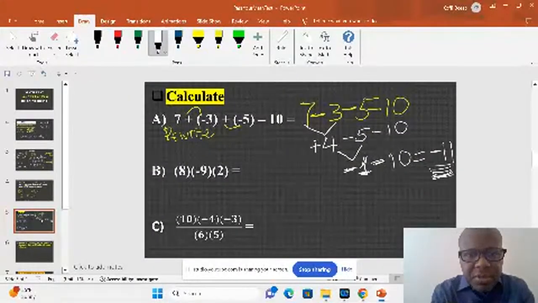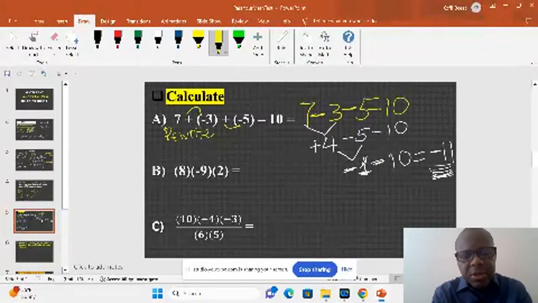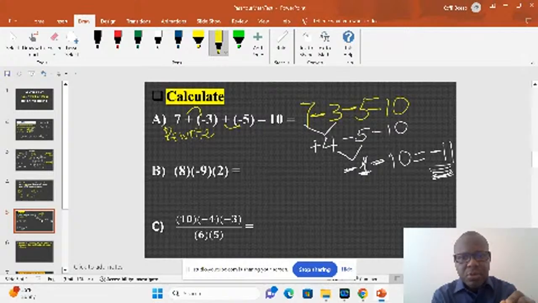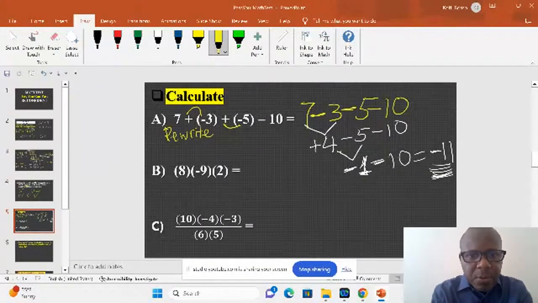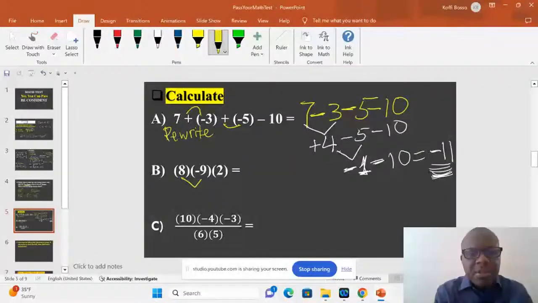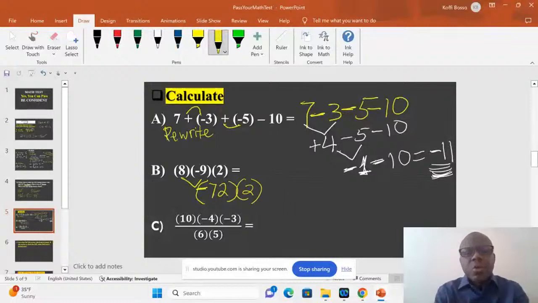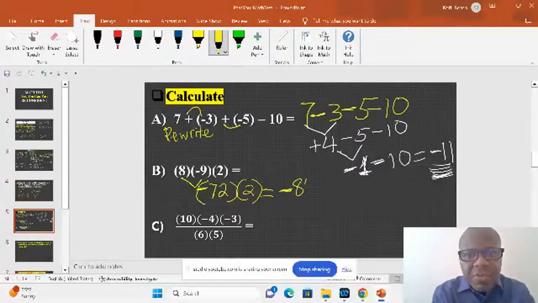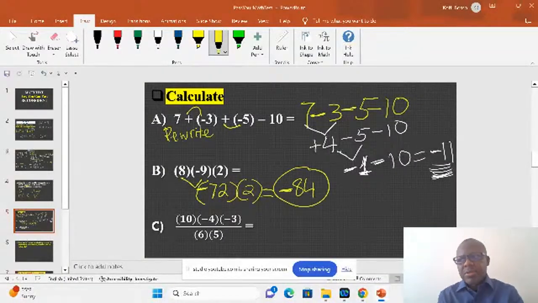Now, B is a multiplication. Because you have 3 numbers here to multiply, we'll take them 2 by 2. First of all, we take 8 and multiply by negative 9. We take the number with its sign: 8 is positive, 9 is negative. So that gives negative 72. And now this negative 72 will multiply by 2. The 2 is positive. So I have negative 84 as the answer.